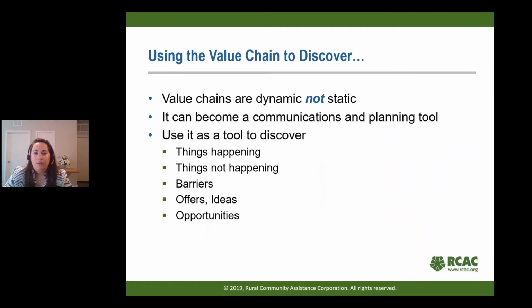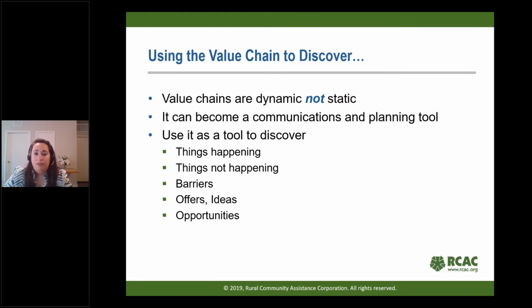Now let's talk about how the value chain can become a communications tool. If you remember from previous modules, open, transparent communication is a necessity for a value chain. There should be trust between the partners, and trust stems from open communication. Another aspect you may start to see is that value chains are not static. They are dynamic, fluid, evolving networks. This is what separates a value chain from a traditional supply chain.